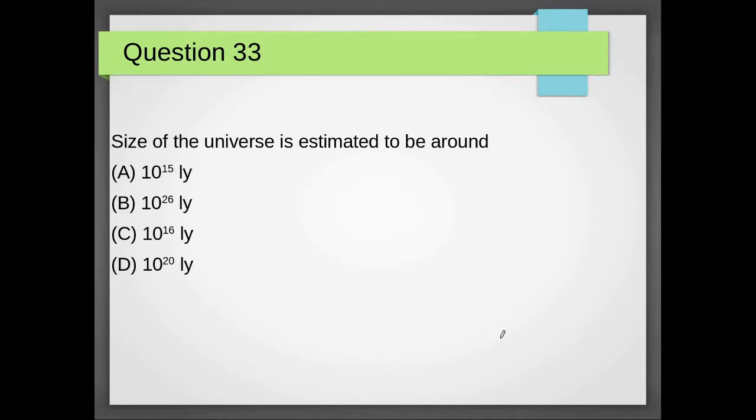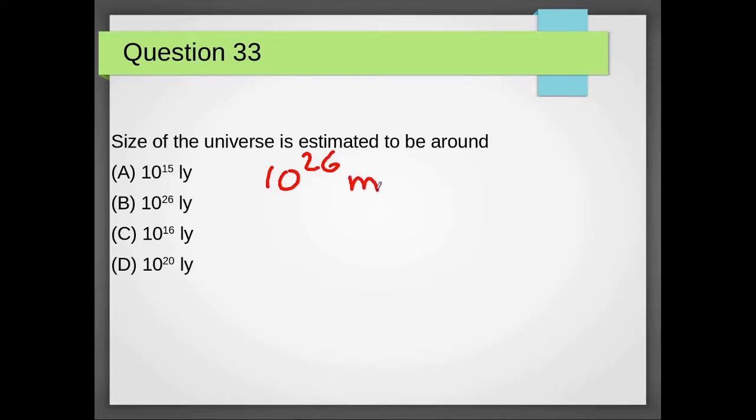Question 33. Size of the universe is estimated to be around 10 power 15 light years, 10 power 26 light years, 10 power 16 light years, or 10 power 20 light years. So one fact that we need to be aware of here is that in terms of meters, the size of the universe, the diameter of the known universe, is about 10 to the power of 26 meters.